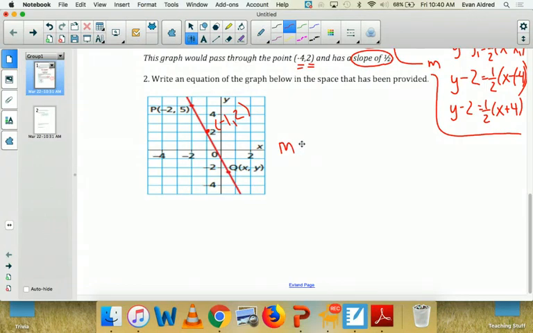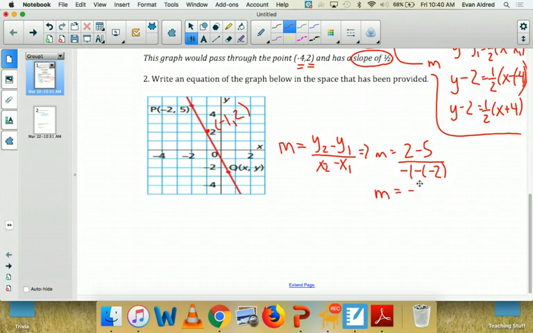So let's start with the slope, y2 minus y1 over x2 minus x1. So we'll go 2, subtract 5 over negative 1, subtract negative 2. And it gives us negative 3 over plus 1, which is, of course, just negative 3. So we have a slope of negative 3, and now this is where point-slope form is very nice.